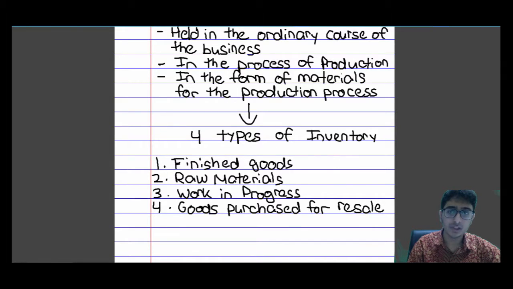Now, what does goods purchased for resale mean? This simply means that sometimes what our customers want, we can't actually produce it. Hence, what we do is we buy it as a finished good from another company. So you can say it as an outsourcing process. Now, once we already have the finished good, then we will actually sell it to our customers. So these are the four types of inventory.